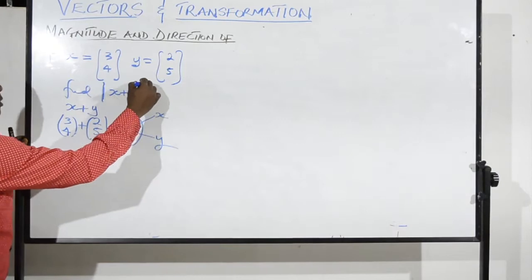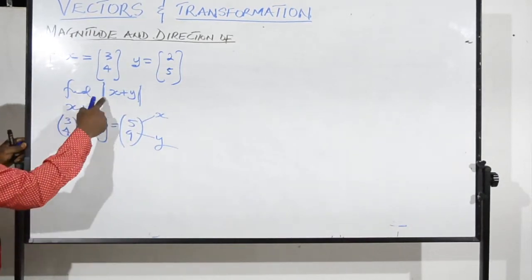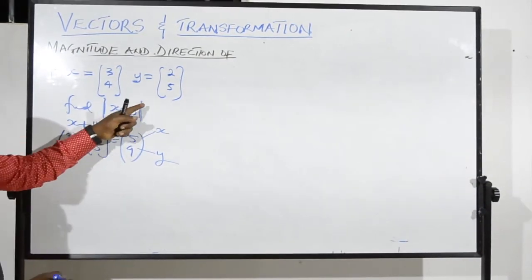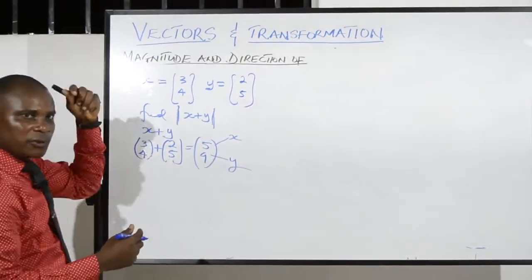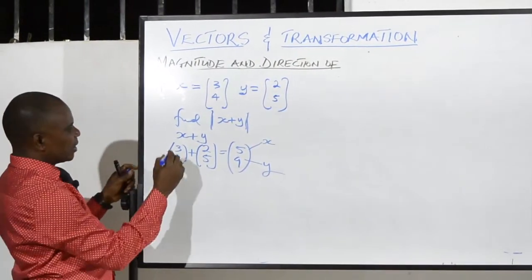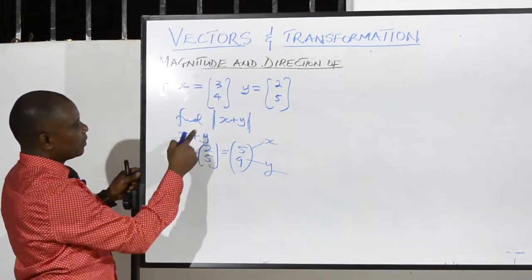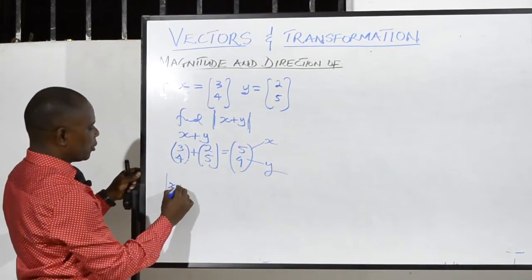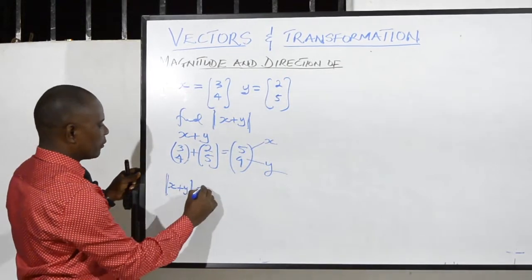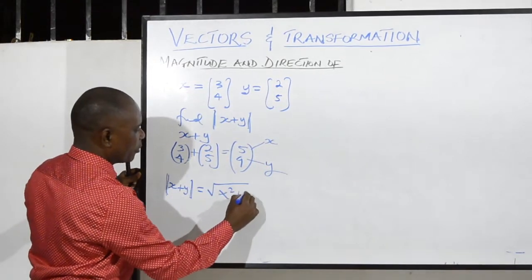But this question says find the modulus. The modulus is the same as the magnitude. Remember these vertical lines I told you about when I started my lecture. The vertical lines mean the modulus of that vector. The modulus of x plus y is given by the root of x squared plus y squared.